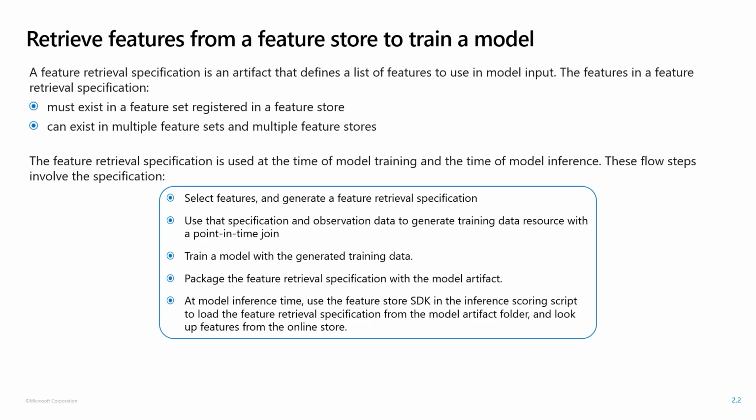You must understand the feature retrieval specification capability. A data scientist does not need to understand how to create a feature store. However, it is recommended to know how to retrieve features. A feature retrieval specification is an artifact that defines a list of features to use in a model input. The features in a feature retrieval specification must exist in a feature set registered in a feature store. It can exist in multiple feature sets and multiple feature stores.